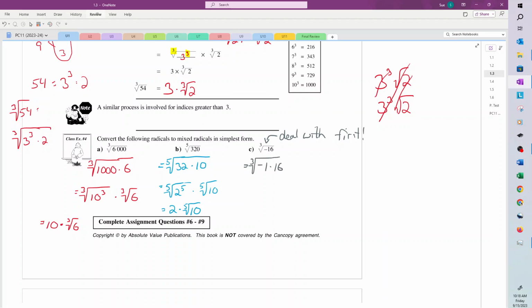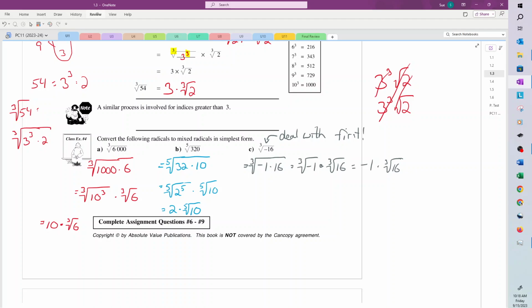times 16, which means it's the cube root of -1 times the cube root of 16, which equals, well, the cube root of -1 is -1, right? -1 times -1 times -1 equals -1. So that becomes -1 times the cube root of 16.